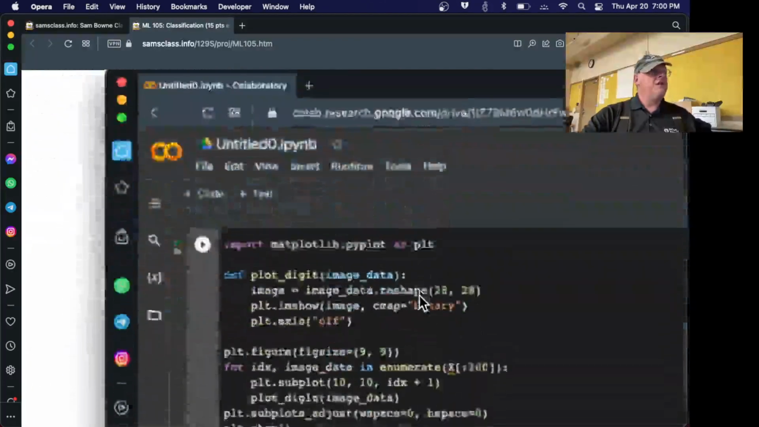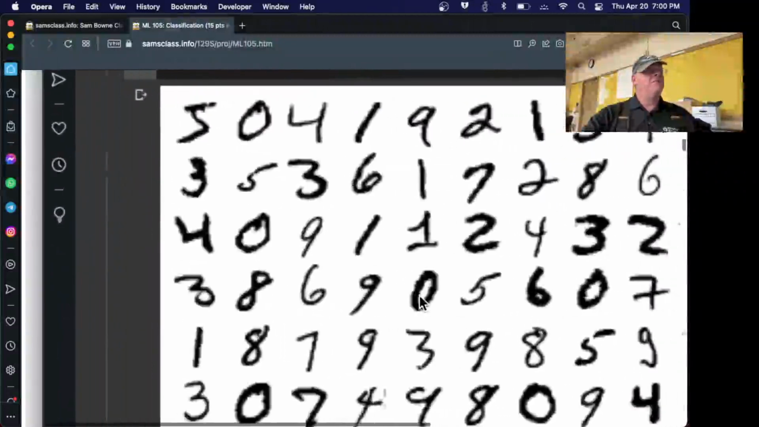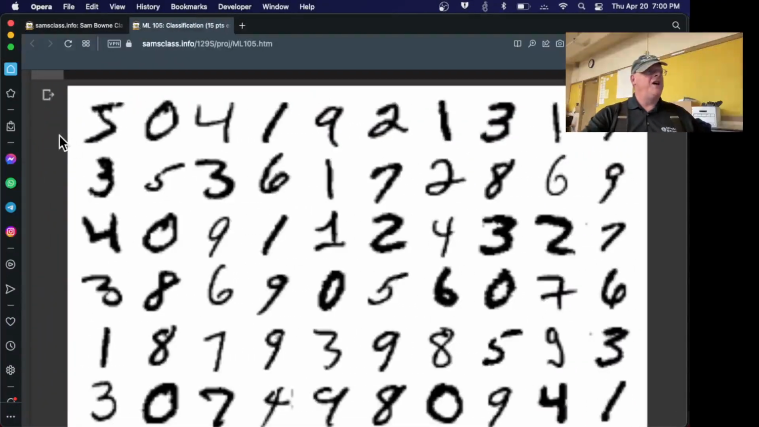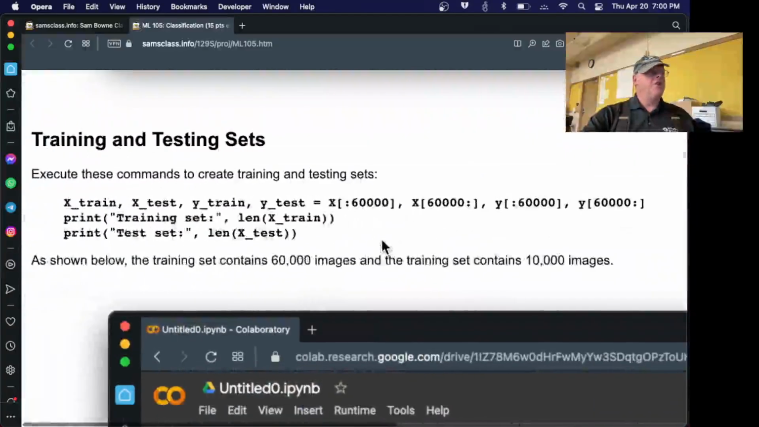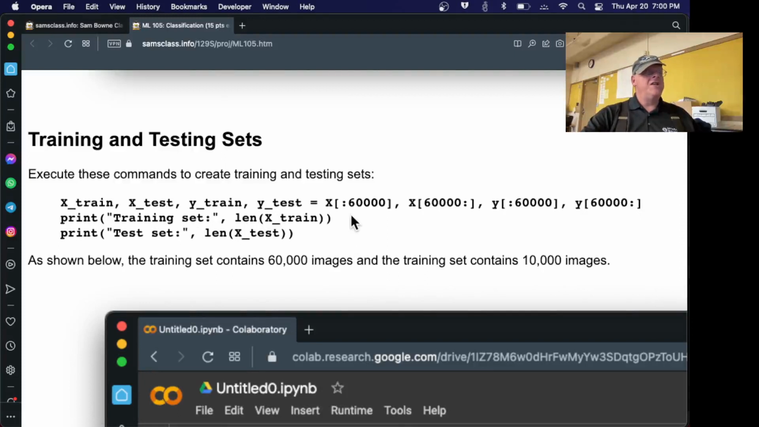You can view some of the images. So there they are. These are the images. So here's a 5, there's another 5, here's a 3, or is that a 5? There's a 7. So as you can see, some of them are clear, some of them are hard to read, and that's the point. This is what the images look like, and there are 70,000 of them. So break it up into training and testing sets, 60,000 to train, and the remaining 10,000 will be the test set.